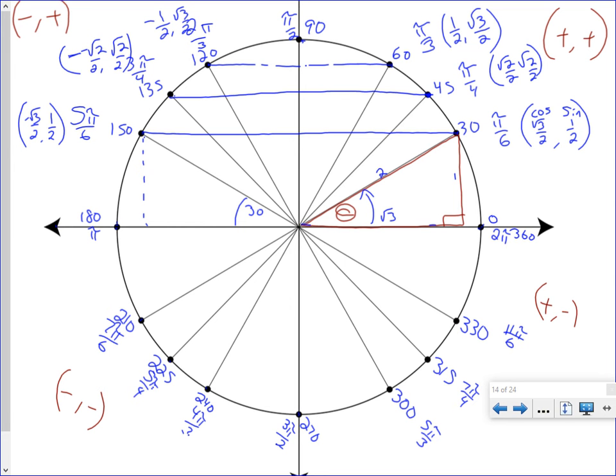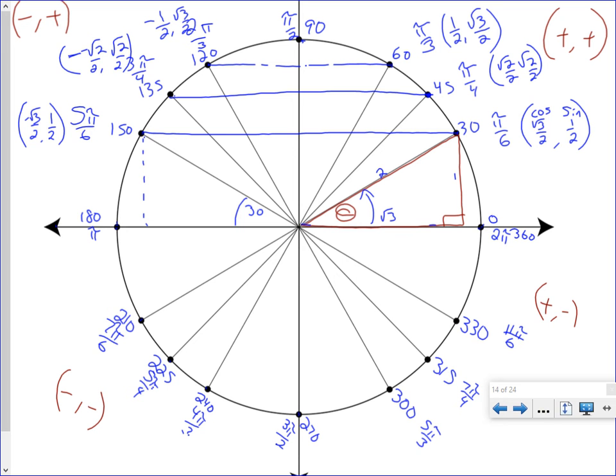All I did was take everything from the first quadrant and reflect it to the second quadrant. In order to do that, the only thing that changes is the x value. The x value in trig is your cosine. So far, so good?